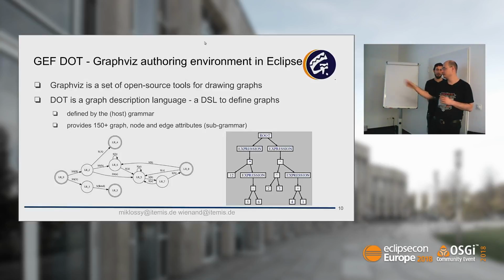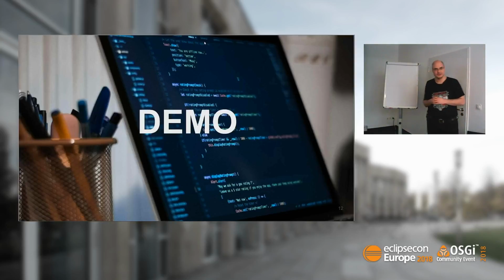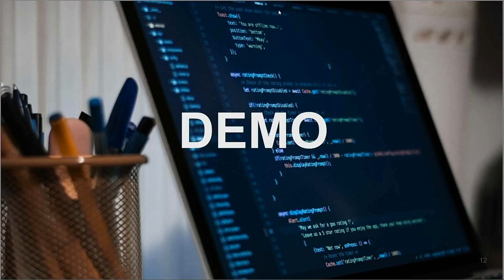And at the bottom, you can see two graphs which are defined in this language. And the Eclipse DOT authoring environment consists of actually three main parts: an Xtext-based textual editor, a JavaFX-based graphical view, and we are using the Graphviz executable for image exporting and also for layouting. So now I switch to the demo.